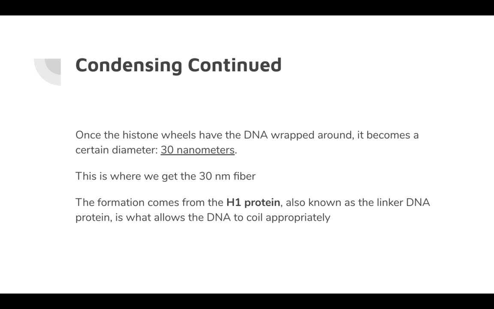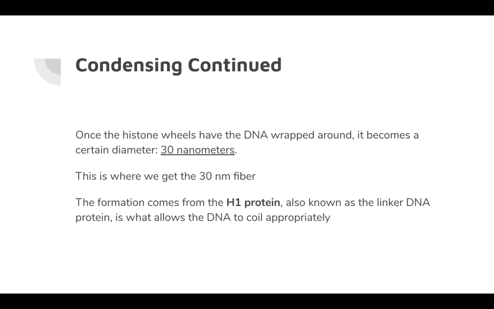This is where we get the 30 nanometer fiber, and the formation of this comes from the H1 protein. This protein is what allows DNA to coil appropriately. Imagine you have a garden hose and you want to twist it a certain way so that it'll bend the way you want it to. The H1 protein is what allows you to do that. It will allow the DNA, or your garden hose, to turn the way you want it to.